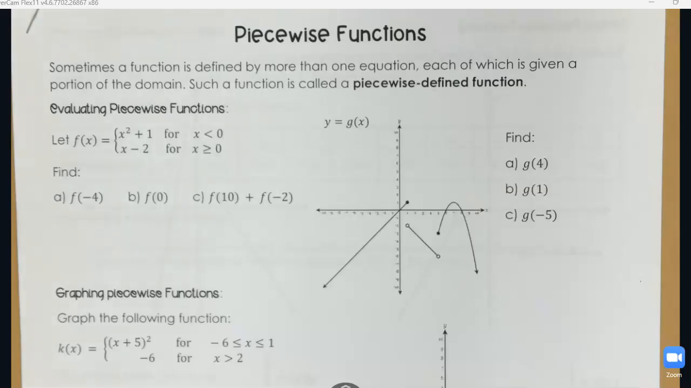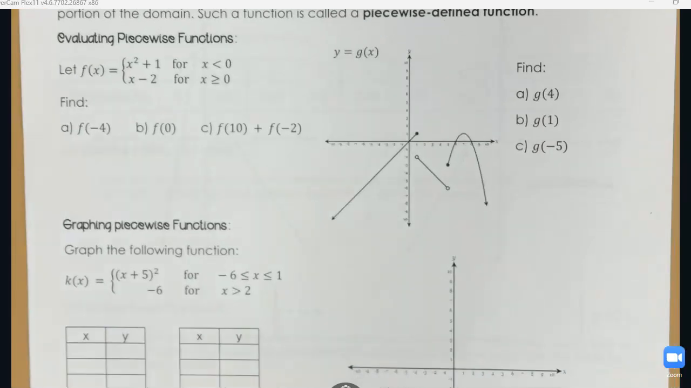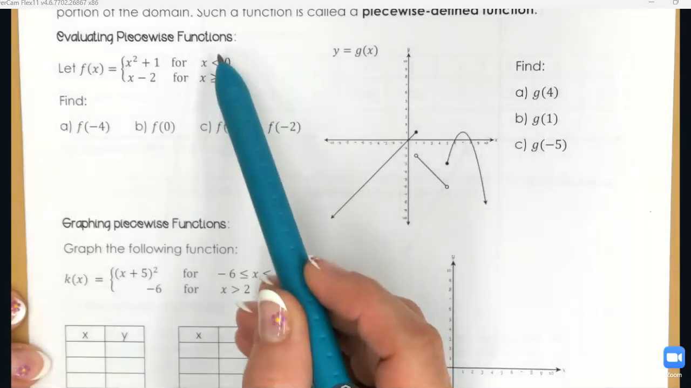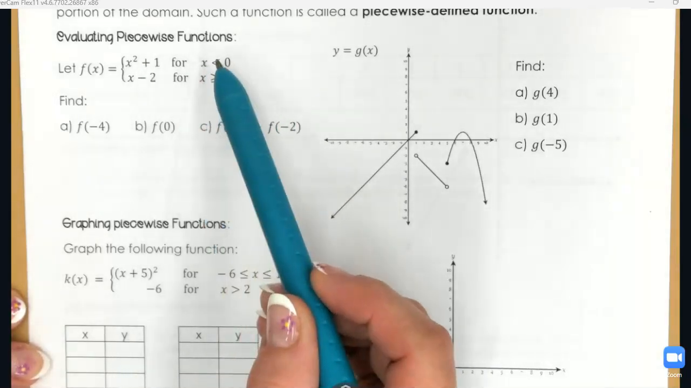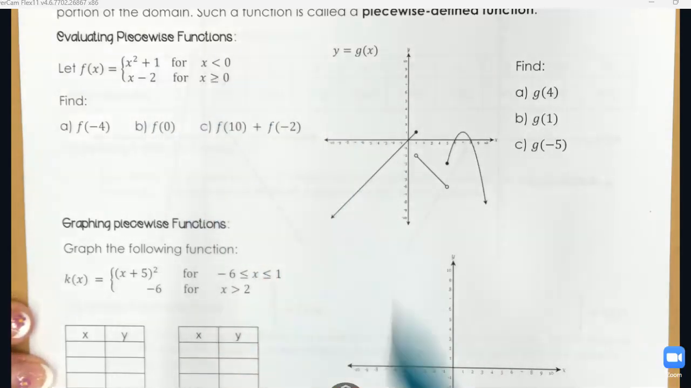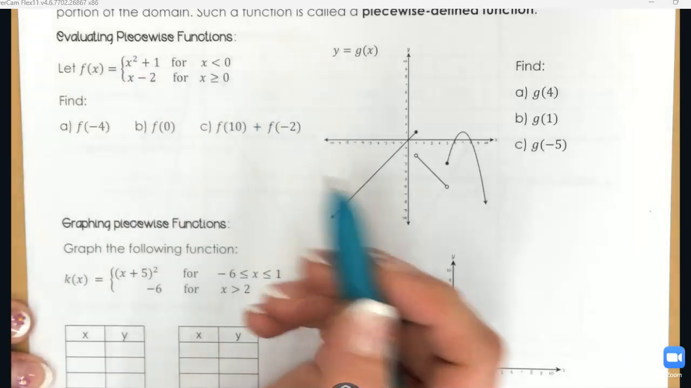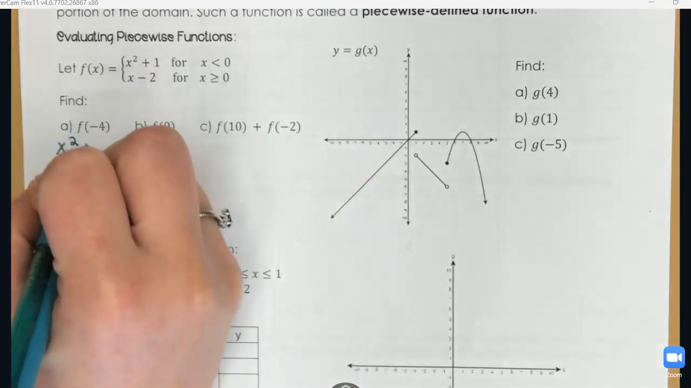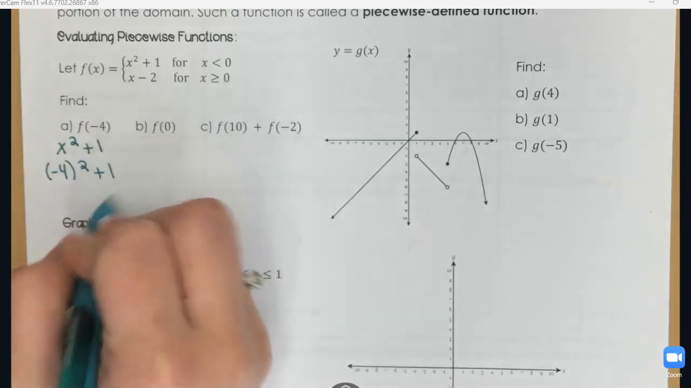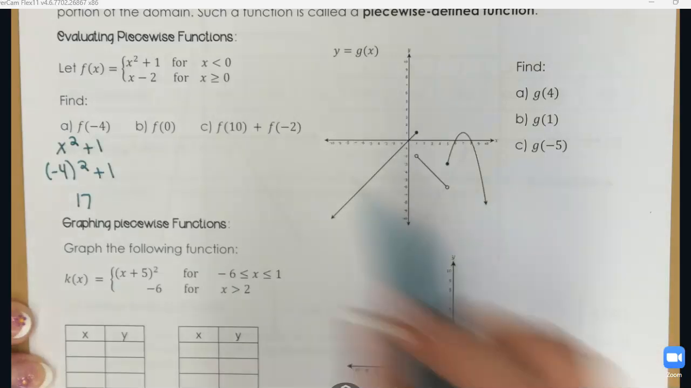So we're going to evaluate them algebraically and graphically, and then we are going to graph some piecewise functions, and we are going to write some as well. So for evaluating, if I'm wanting to know what f of -4 is, I need to look at my two intervals. I'm going to use the first equation when x is less than 0, and I'm going to use the second equation when x is greater than or equal to 0. Now, -4 falls into the category of being less than 0, so I'm going to use x squared plus 1. And when I plug that in, I get 16 plus 1, which is 17.